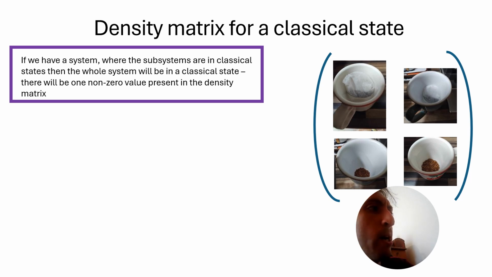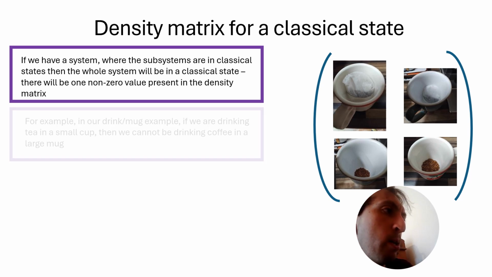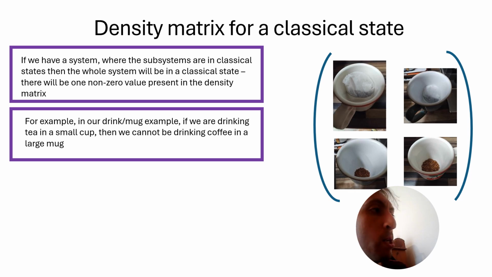Because we're insisting that the state can't be spread out somehow between classical states when we're thinking of our system classically, the density matrix referring to a pure classical state will only have one non-zero component, referring to the classical state of the system. And here's another example: if I'm drinking a small cup of tea, then by definition I am not drinking a large mug of coffee.